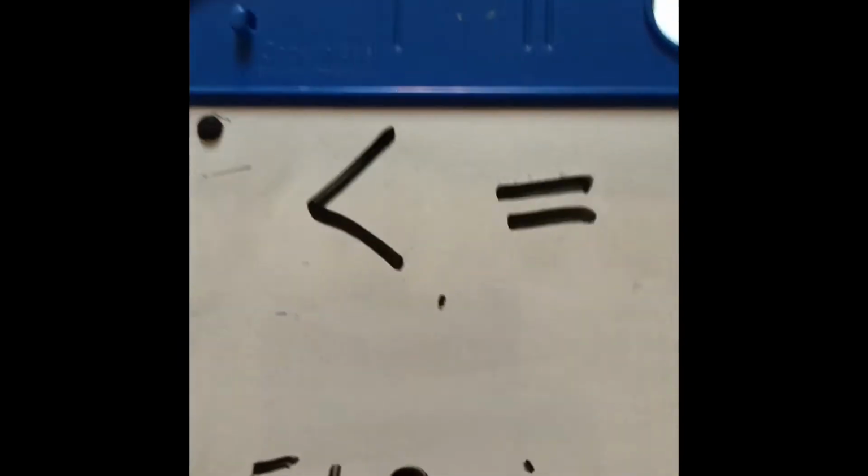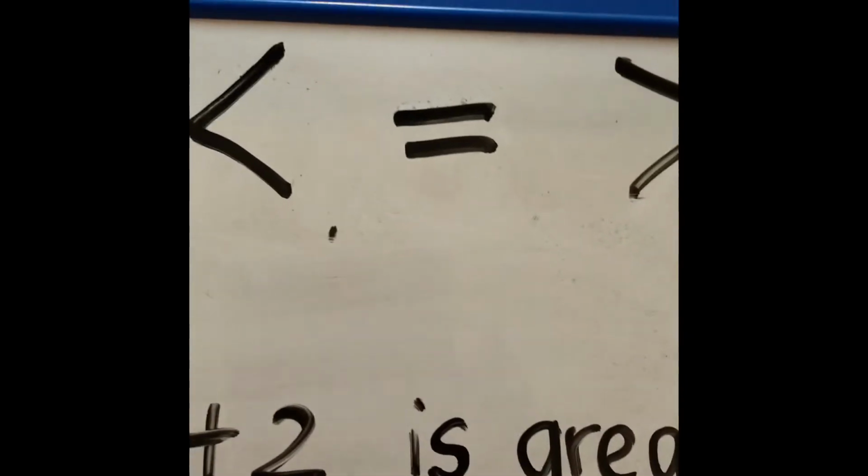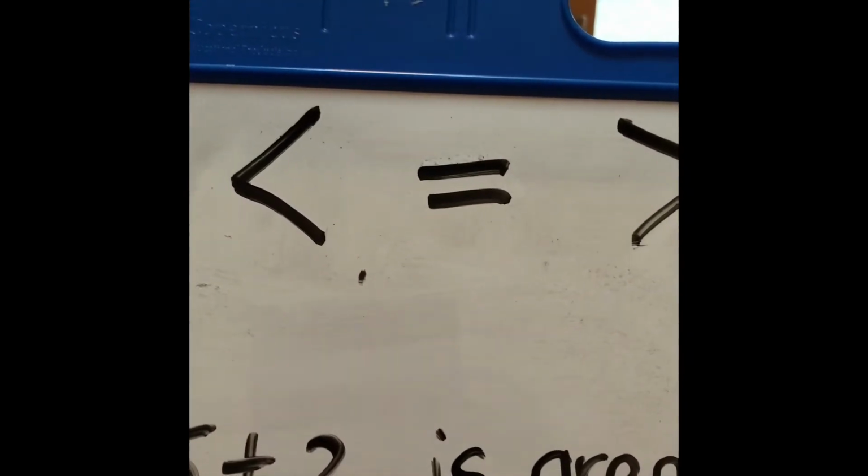So we were using these symbols to talk about whether something is greater than, when we're comparing two numbers, whether the number is greater than, less than or equal to.